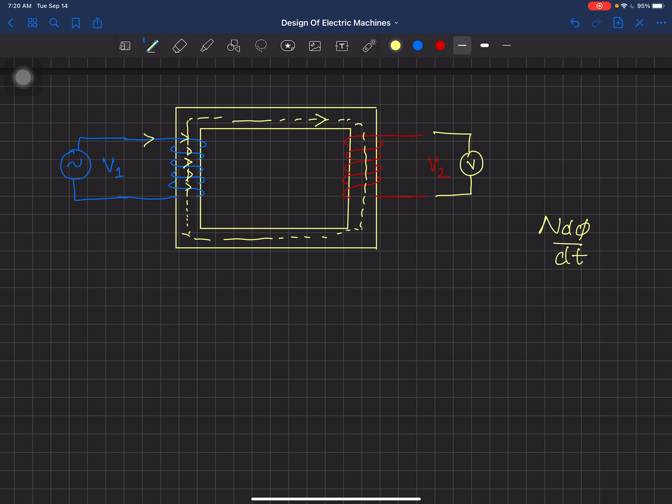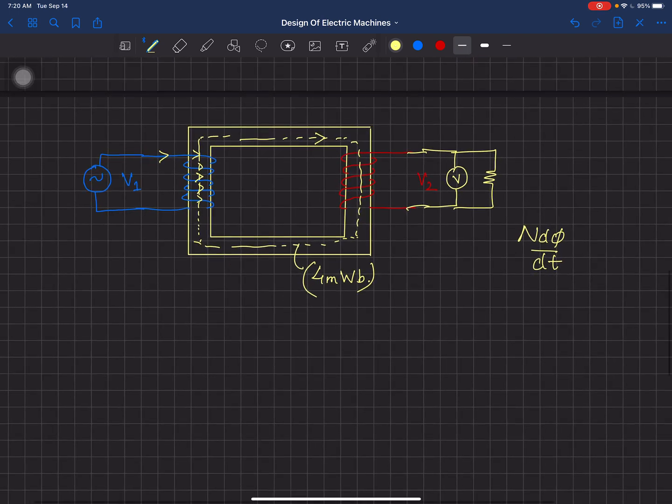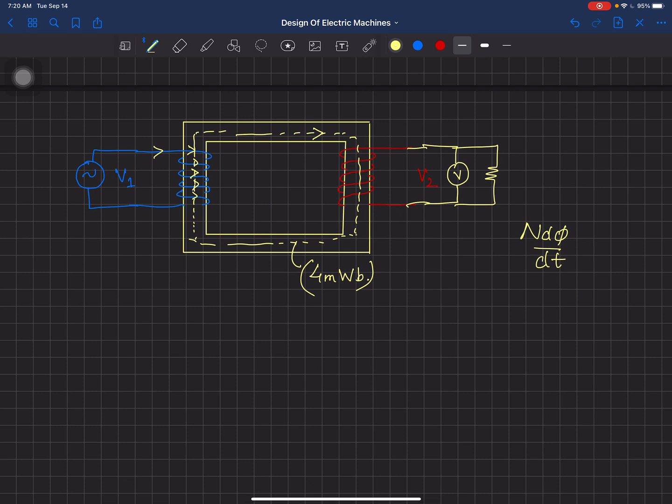Now, when I connect a load after this voltage, what will happen? Before the load was connected, the flux inside the core was flowing with an RMS value, and supposedly that RMS value was 4 milliweber. I hope you still remember the units of flux, the flux density or flux intensity. Please revise those if you have not done that, or if you don't remember it, because in this course we are going to talk about all these design parameters.